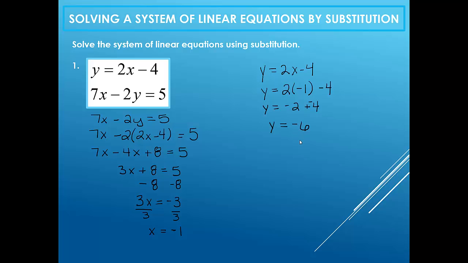So the solution to my system of linear equations would be negative 1, negative 6, because I found out that x would equal negative 1 and y would equal negative 6. What that means is if I plug negative 1 into either one of my equations for x, I would find out that my y in both of my equations would be equal to negative 6.